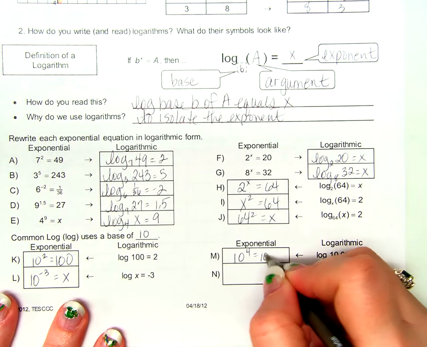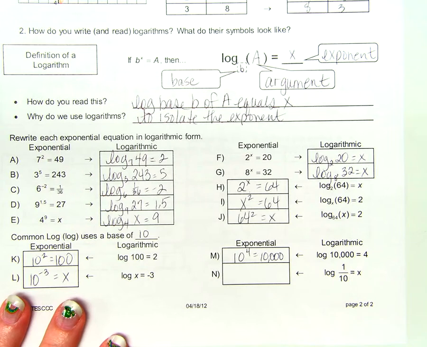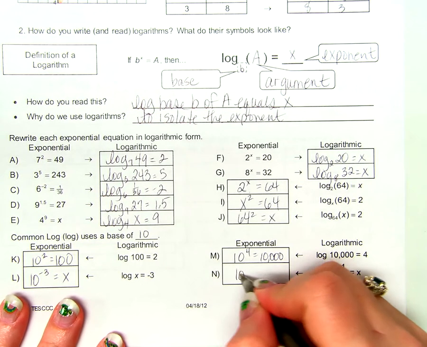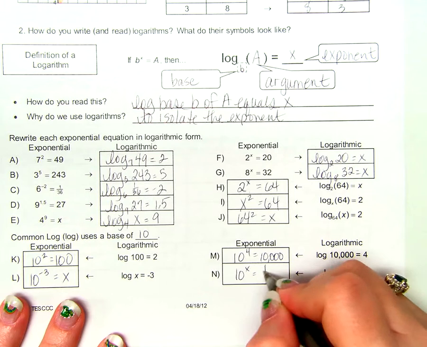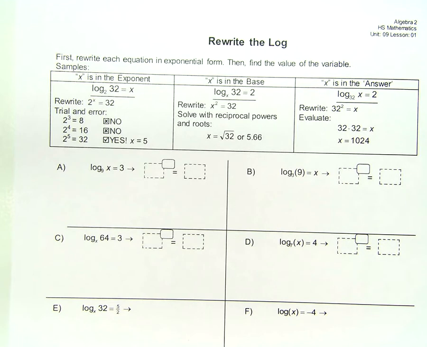Ten to the fourth is 10,000. Is 10 to the fourth 10,000? Okay. What about N? 10 to the x equals 1 over 10. For the record, what would x be in that case? Negative 1. Good. Okay. So the other worksheet that you have is what your homework is for this evening.